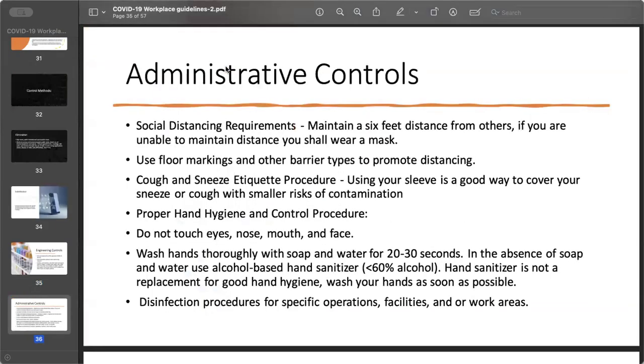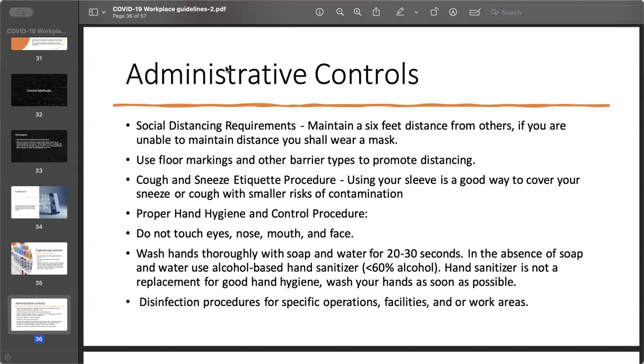Administrative controls include social distancing requirements. Maintain a 6 feet distance from others. If you are unable to maintain distance, you shall wear a mask. Use floor markings and other barrier types for more distancing. Cough and sneezing procedure: using your sleeve is a good way to cover your sneeze or cough with smaller risk of contamination. Proper hand hygiene and control procedures.